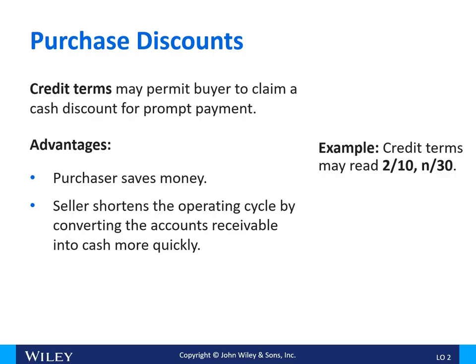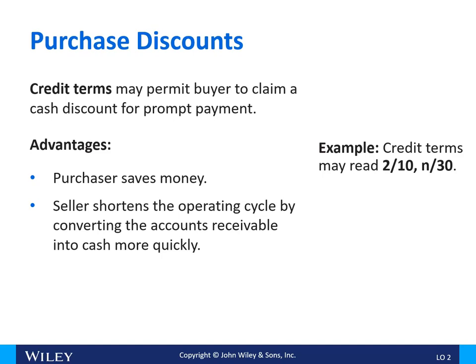Next, we'll talk about purchase discounts. Credit terms may permit a buyer to claim a cash discount for prompt payment. Some advantages of doing this: the purchaser saves money, so they're paying less for their goods ultimately. From a seller's perspective, it shortens the operating cycle, so you convert accounts receivable into cash more quickly.